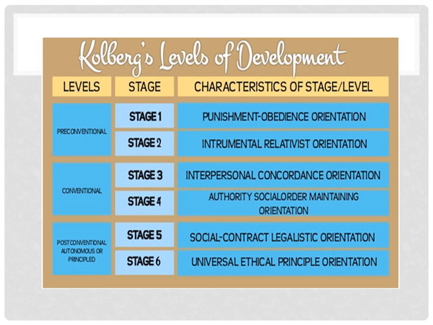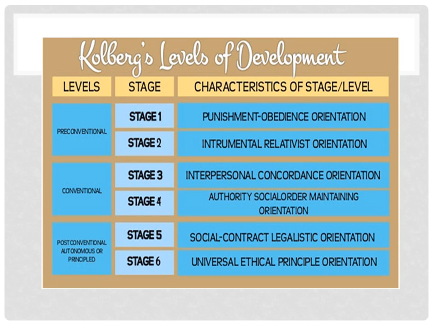And then we have stage four, which is the authority, social order, maintaining orientation. In here, they have to conform to avoid censure by authorities. They have to follow the rules of the authorities, like the teacher, the principal, the school rules, the rules in the playground, the rules in the classroom, and many more. They are now familiar with the power of the authority, and they have to conform with it. That's why it is called the authority, social order, maintaining orientation.